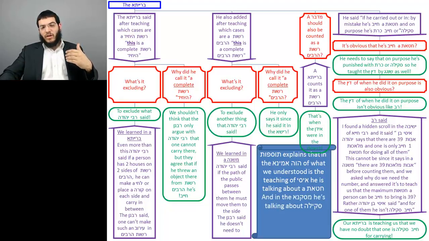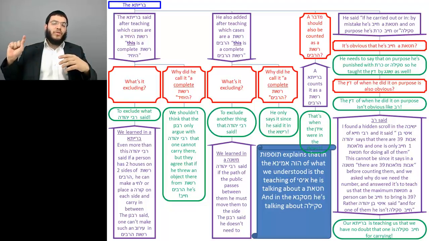Whereas in the seifa and in the maskana, he's talking about skila, and the final understanding of the teaching of Isi, that there are 39 avos melachos, and a person is chayav for each and every one of them except for one. That's referring to when a person did it b'mezid, that he's chayav skila for all the 39 melachos except for one. It's not talking about b'shogeg. B'shogeg, he's not chayav for all of them. So the teaching of Isi is not explained in the Gemara. What it's referring to, Tosfos explains and proves to us, is that a person is chayav skila for all the melachos except for one. So the only exception is by skila.